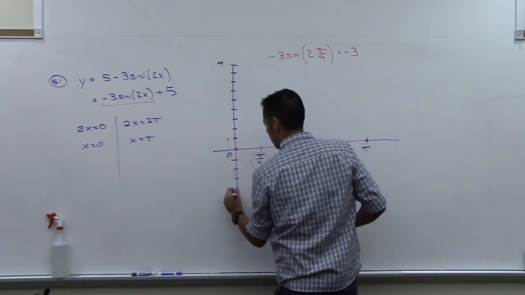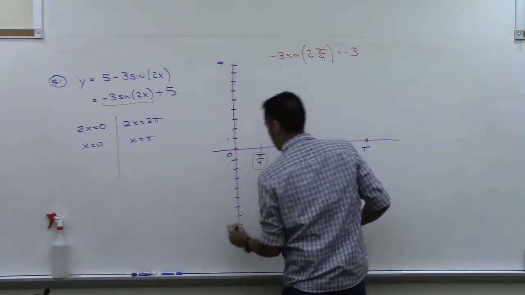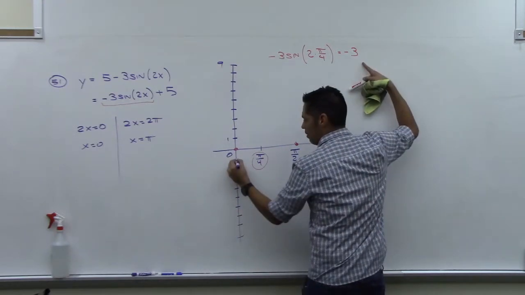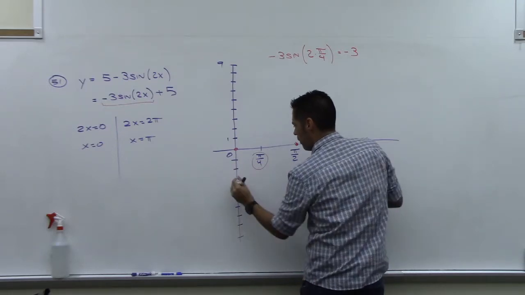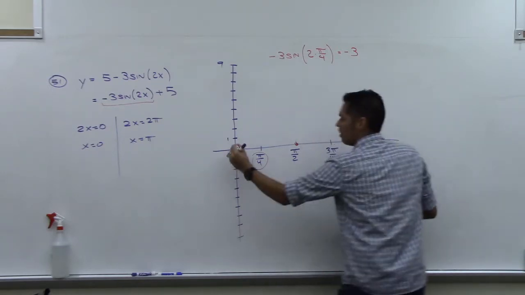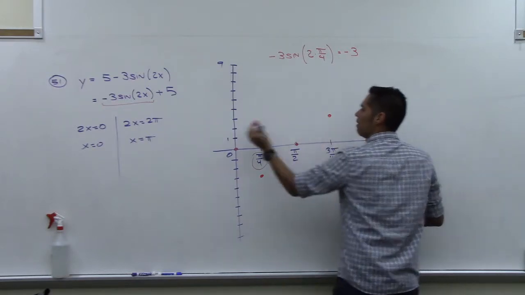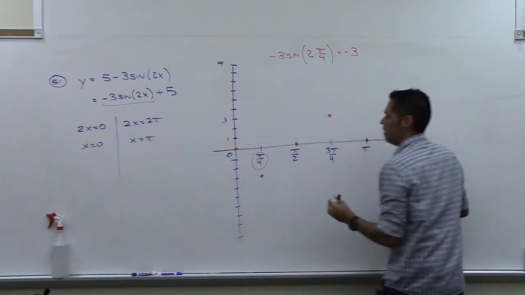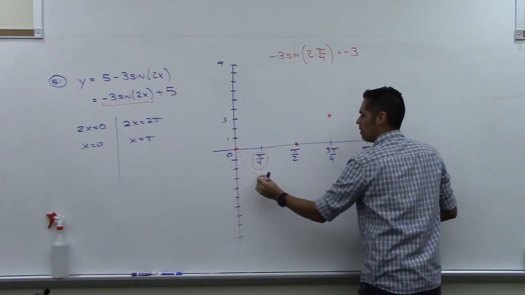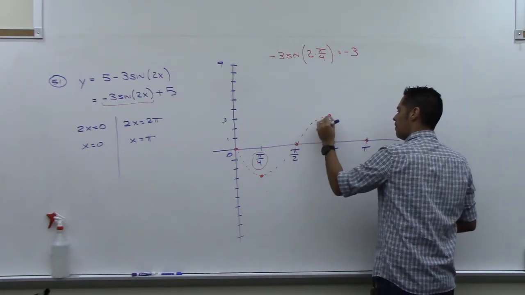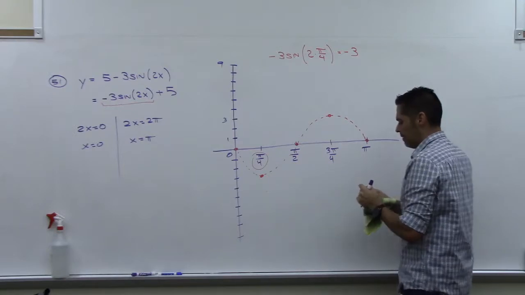1, 2, 3, 4, 5, 6, 7, 8, 9. So at pi over 4, I'm at -3. 1, 2, 3. So I'm here. So I know it goes like this and then comes up. That means that here it's +3, which is there. Okay. And so my basic curve looks like this before I've moved it up by 5.